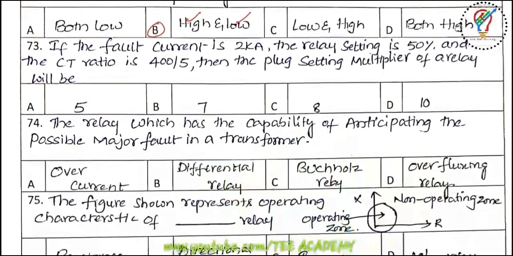Next one. If a fault current is 2 kA, the relay setting is 50% and the CT ratio is 400 by 5, then the plug setting multiplier of the relay will be? The PSM, plug setting multiplier, is nothing but fault current divided by CT current setting into CT ratio. The CT current setting is 50%, so 50 by 100 into 5, and the CT ratio is 400 by 5. The fault current is 2000. Substitute all these values and you get the answer. The options are 5, 7, 8, 10. The correct option is D here.